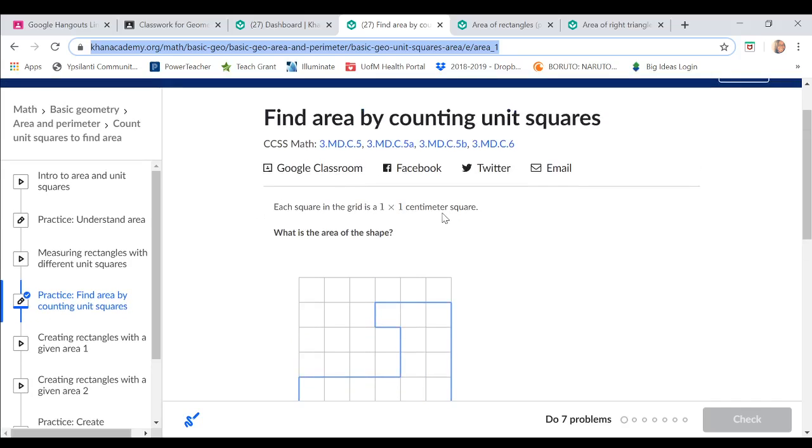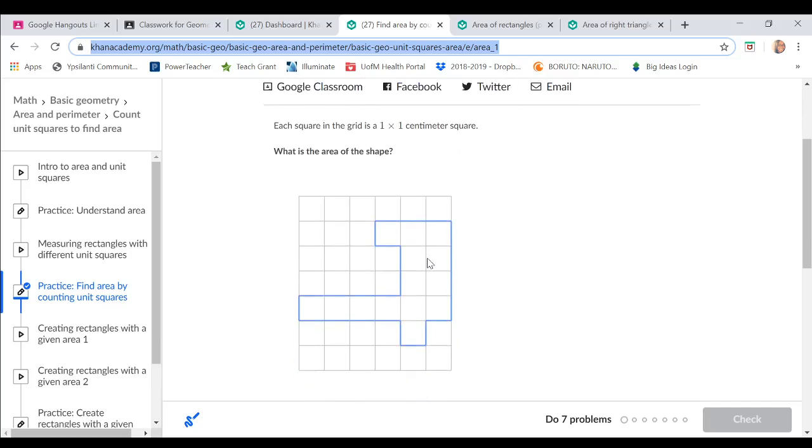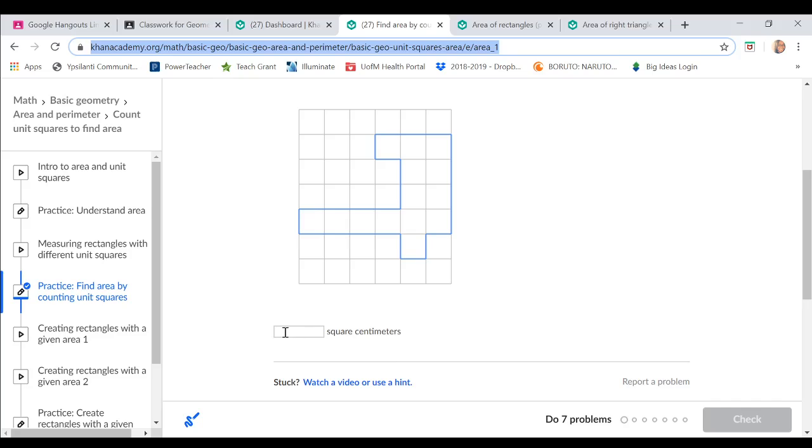So for this particular problem, they say that each square is 1 square centimeter, and they ask us to find the area of the shape. So literally, all you have to do is count how many squares are in this outlined shape here. So if we count, we have 1, 2, 3, 4, 5, 6, 7, 8, 9, 10, 11, 12, 13, 14. So the area of this figure is going to be 14 square centimeters. And again, that's because we counted how many squares were in there.